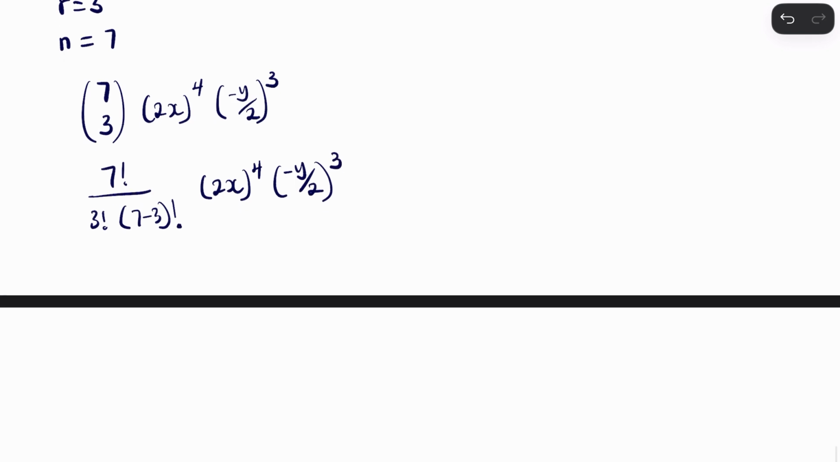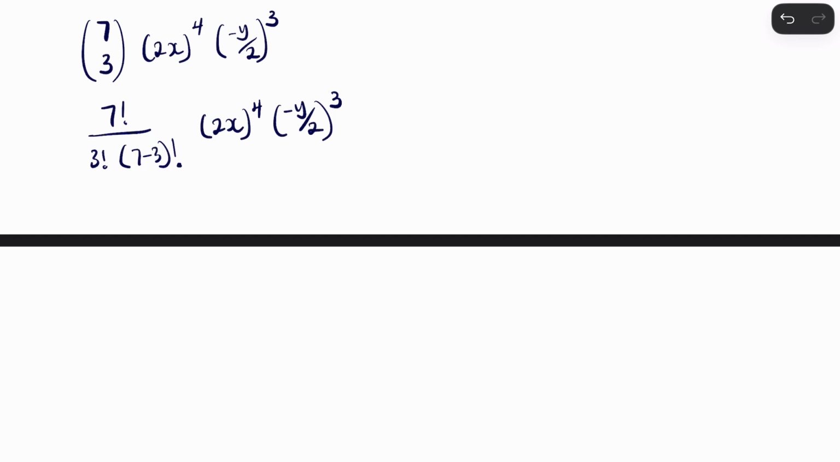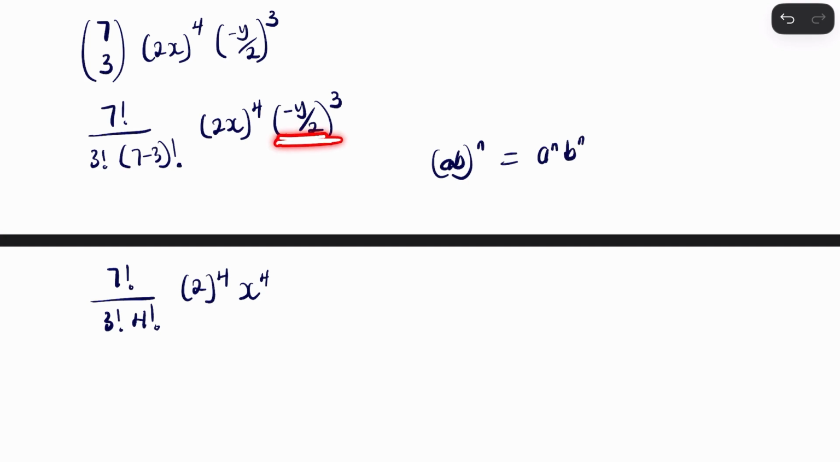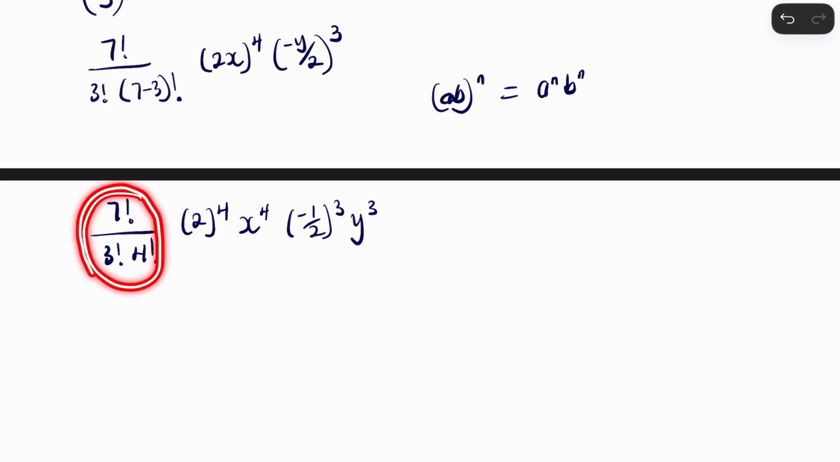Let's simplify this guy here. So in simplifying, we are going to have 7 factorial divided by 3 factorial times 4 factorial. Then here also we are going to have 2 exponent 4, then x exponent 4, because if you have ab all exponent n, that is equal to a^n b^n, right? So likewise for this guy, we are going to have minus 1 on 2 all exponent 3 y exponent 3. This term is going to simplify to 7 times 5, right? Because they are going to cancel out.